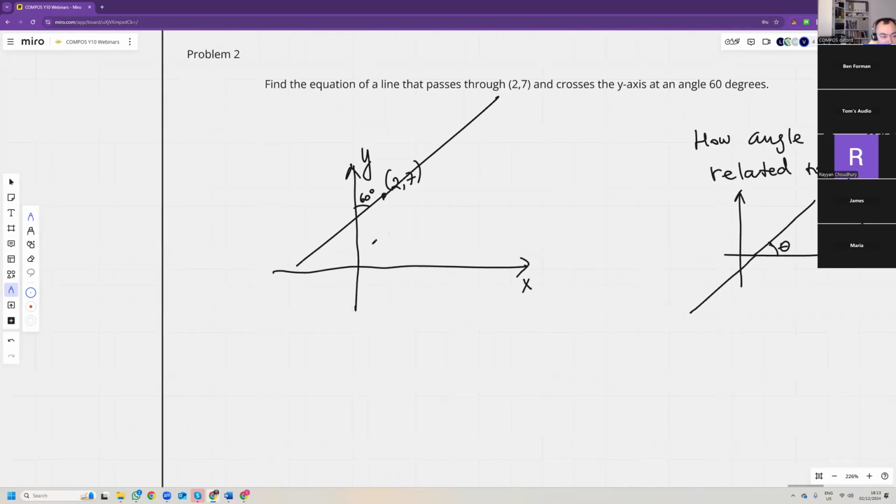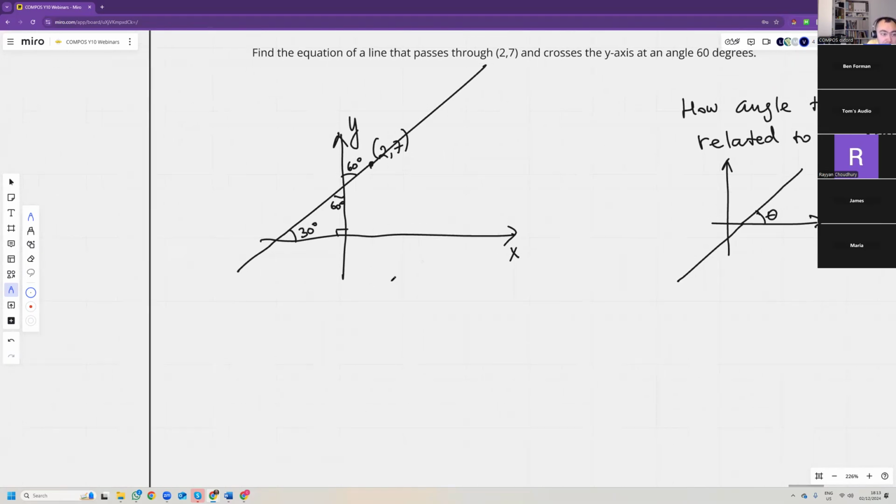Therefore, we need this angle, but this angle is 60. That means this angle is 60. This is a right angle triangle, so this angle is 30. So in this case, the gradient is equal to tan 30 degrees, which is square root of 3/3. That's something you should know, but if you don't, you can look it up.